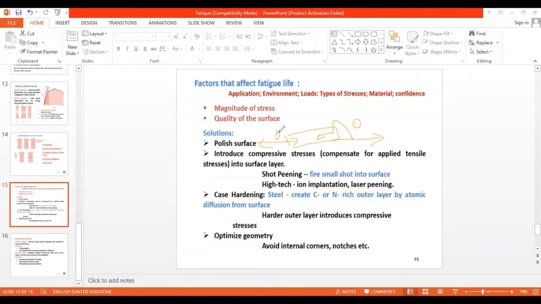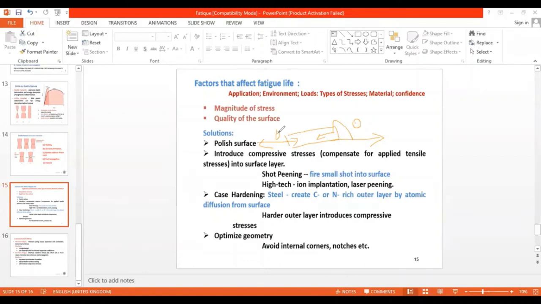Then we have case hardening. So in iron treatment, there are certain activities you can do to make the surface hard, right? So there are several activities. This iron, which actually undergoes annealing, hardening, tempering, you might have heard these terms, right? So case hardening means you make only the surface hard. So that could be achieved.